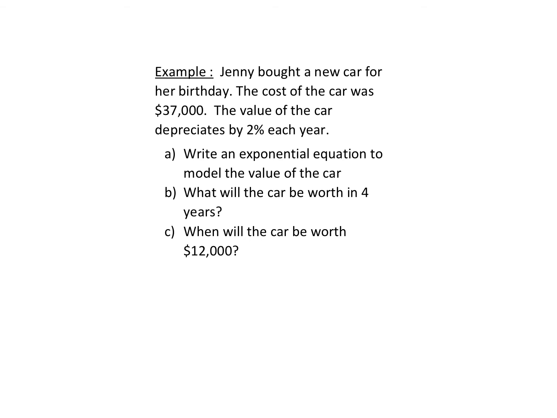In this example, we have a purchase of a new car. So the starting value of the car is $37,000. This time it is decreasing or depreciating by 2%. We want to write a model. So the common ratio, B, the starting percentage would be 100%. That would be no change. Now we are depreciating by 2%. So we're going down by 2%, which means next year it's worth 98%, or as a decimal, 0.98.